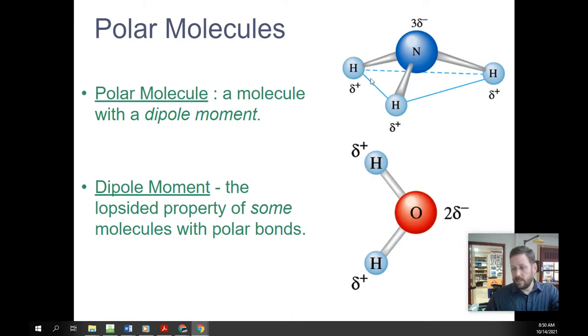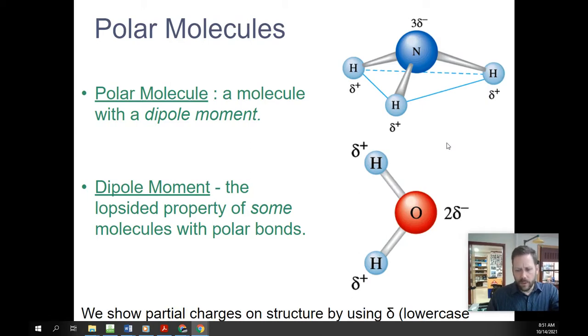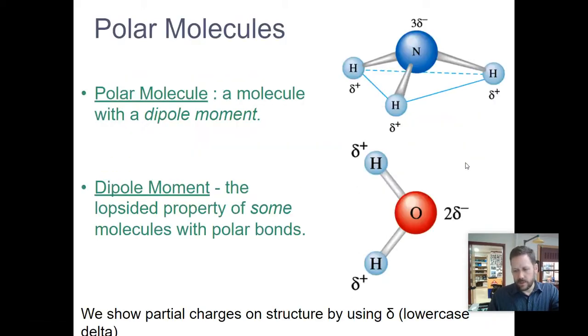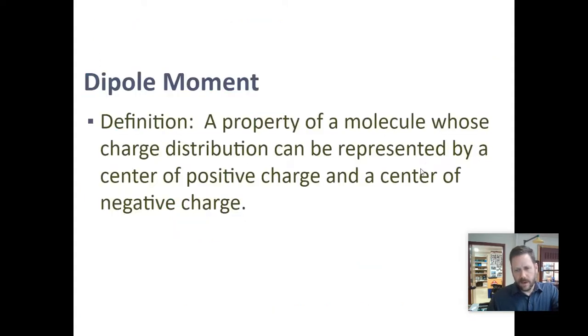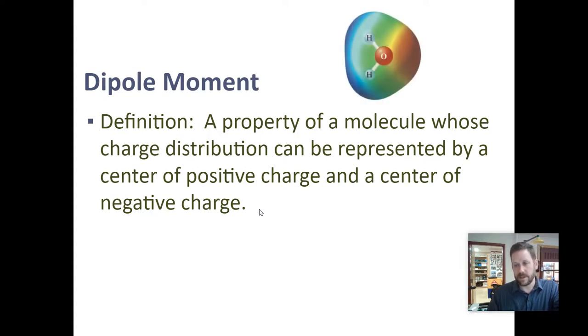The molecule ammonia is another important example to consider, and it also is a polar molecule. We show those partial charges like it says with these lowercase letter deltas. The dipole moment is defined here as a property of a molecule whose charge distribution can be represented by a center of positive charge and a center of negative charge. And if the center of positive charge and center of negative charge are not in the same place, then that molecule is polar and it has a dipole moment.